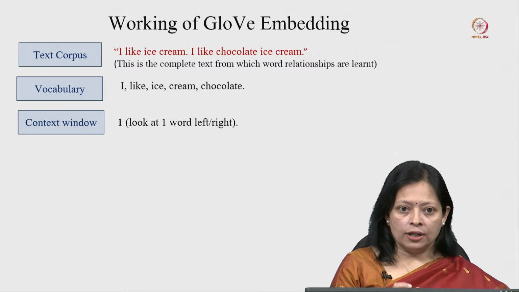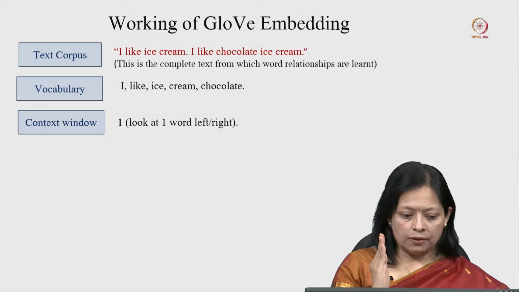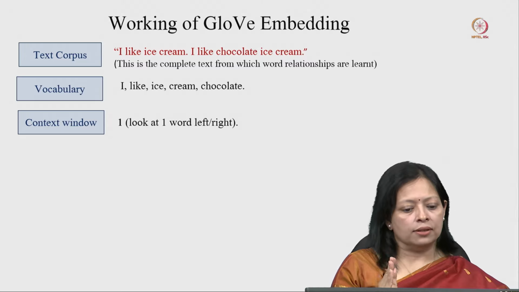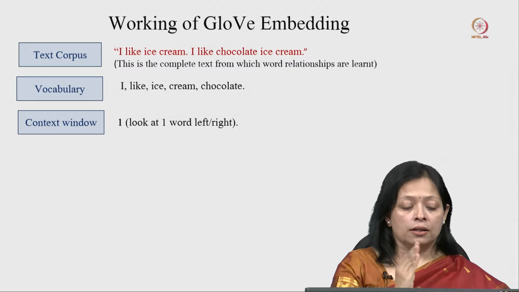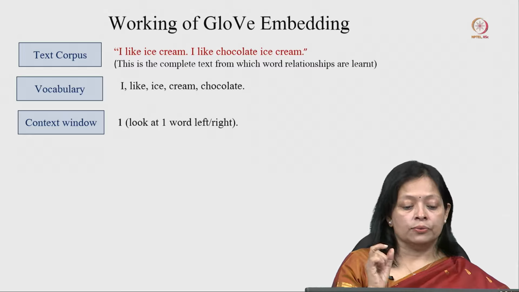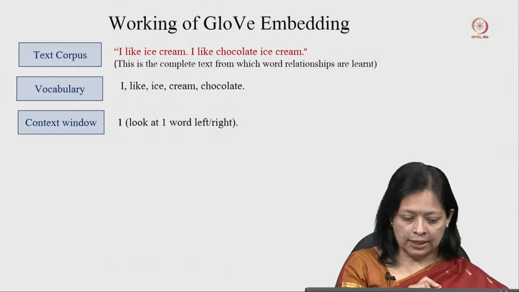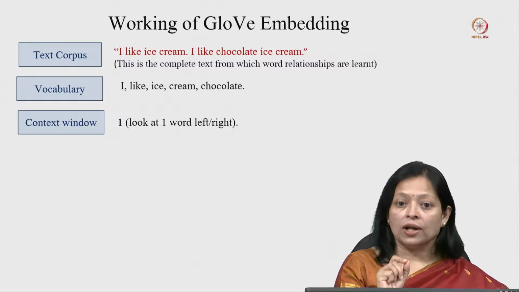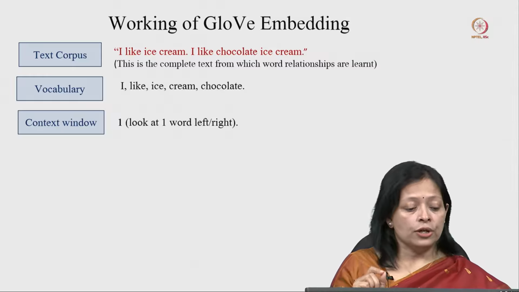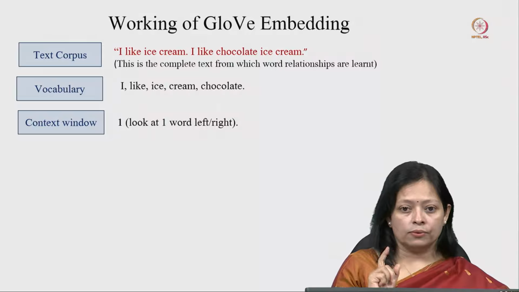Then I am taking a context window of 1. That means when I take any word, like in the first sentence suppose I am taking the word ice, then I will look 1 on the left and 1 on the right, that means 1 word on the left and 1 word on the right. So, that is my context window of size 1.